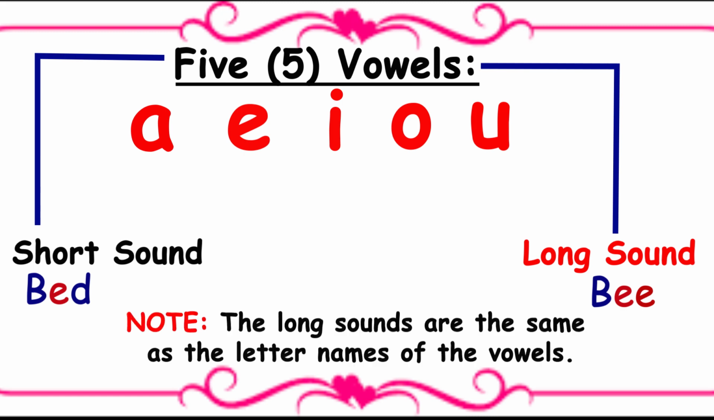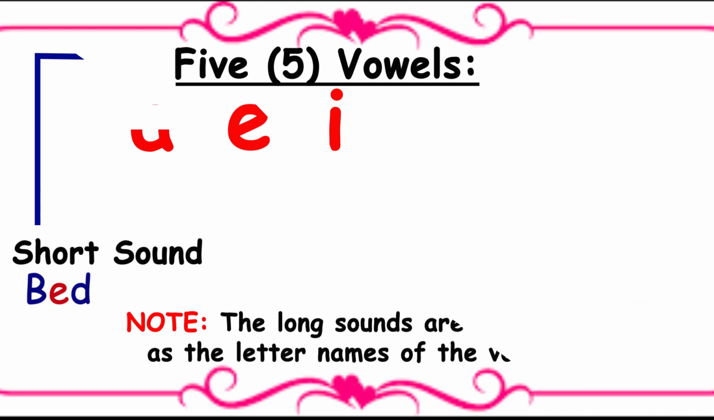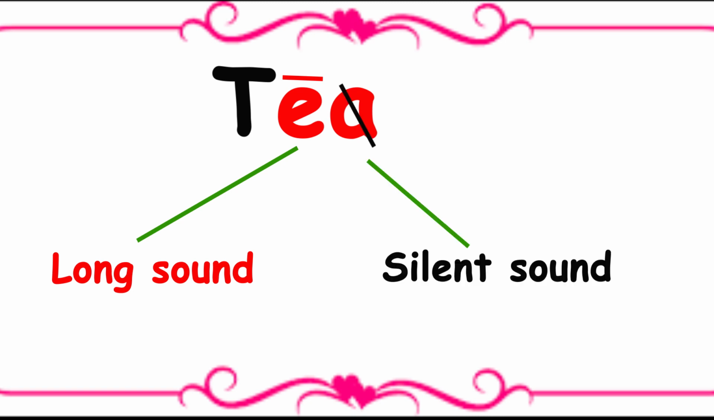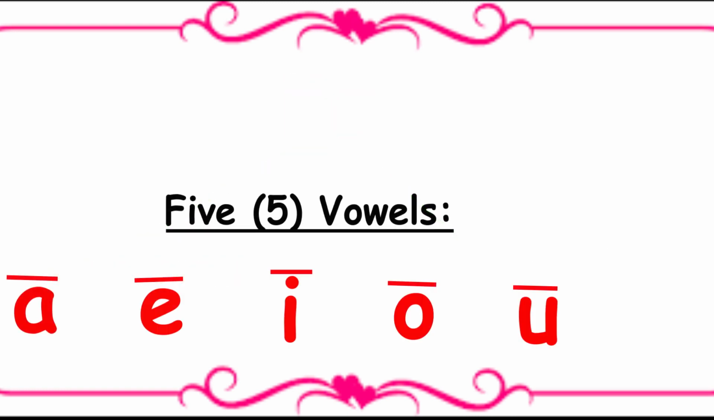One point you should note is that the long sounds are the same as the letter names of the vowels. So the letter names have the same sound as the long sound of the vowels. To make a long vowel sound, there are usually 2 vowels in a word. The first vowel makes the long sound, while the second vowel is usually silent. Sometimes, if there is only one vowel in a word, and that vowel is the very last letter, it might also make the long sound. Now let's take a closer look at each of the vowels and the long sounds they make.